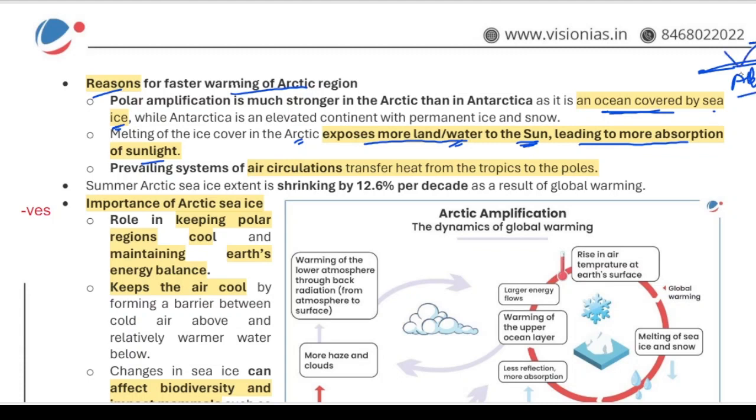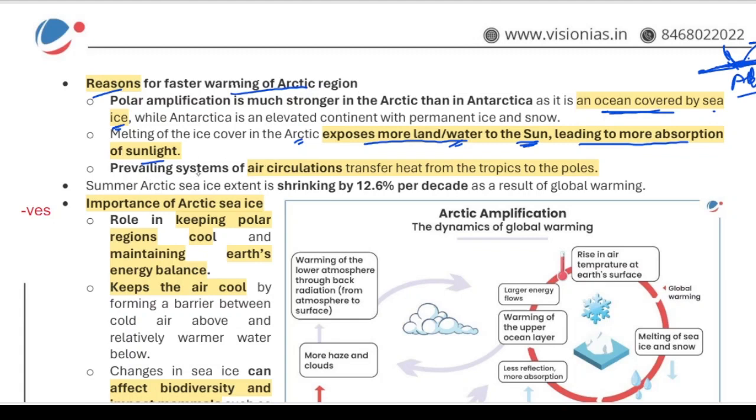Albedo is very high for ice, but water's albedo and land albedo are not that high as compared to ice. So what happens? The sun's rays that come onto the water get absorbed by the land or water surface and create very high temperatures. That's the reason for Arctic amplification.